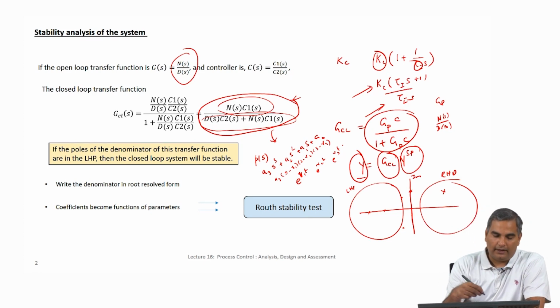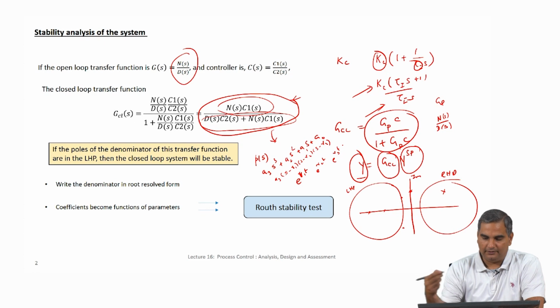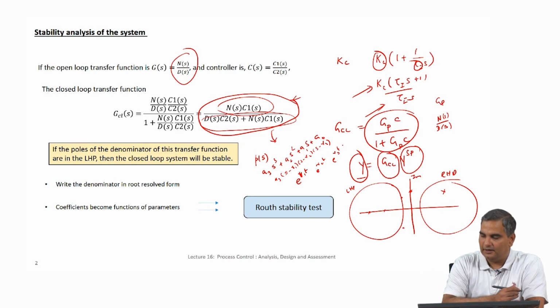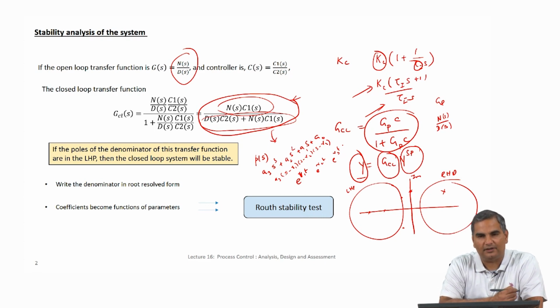Okay. So, as long as you get this in a numerator by denominator form, the closed loop transfer function, and then if you have the values k_c, tau_I, you can really figure out whether the closed loop is stable or not.